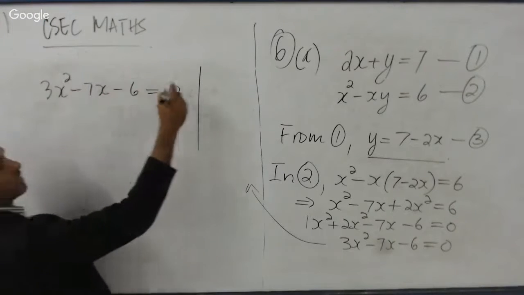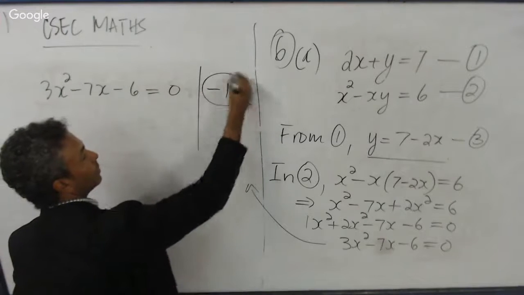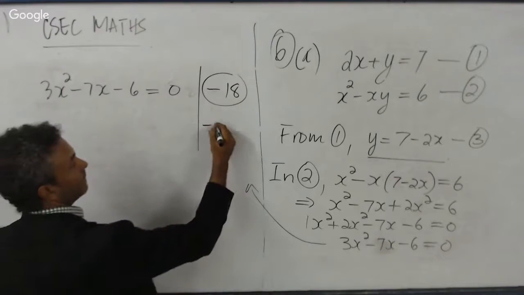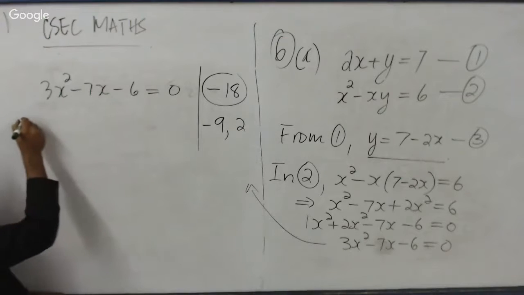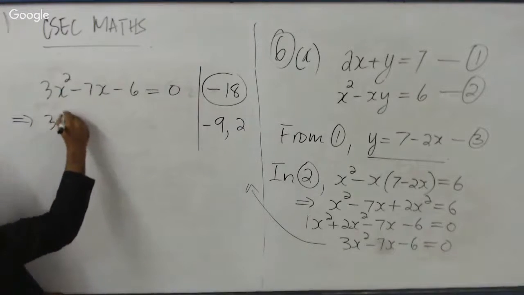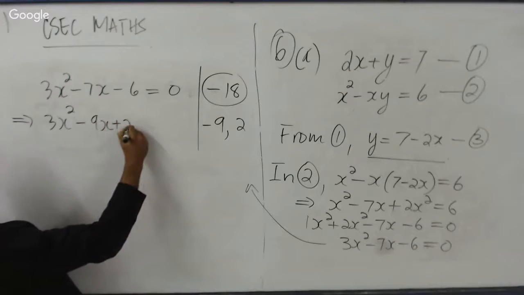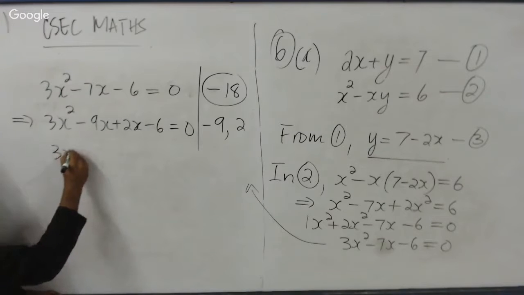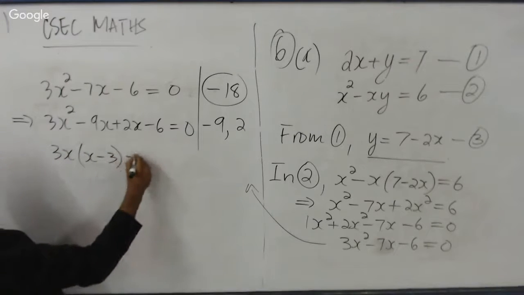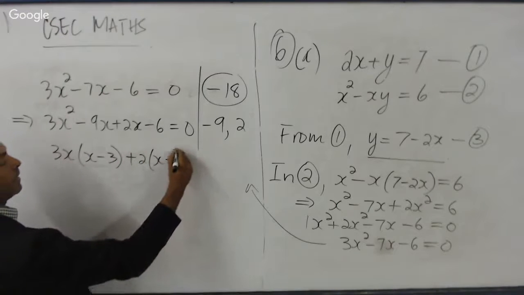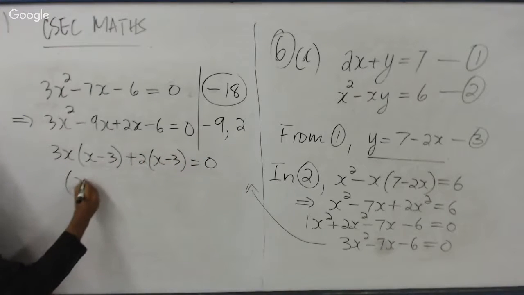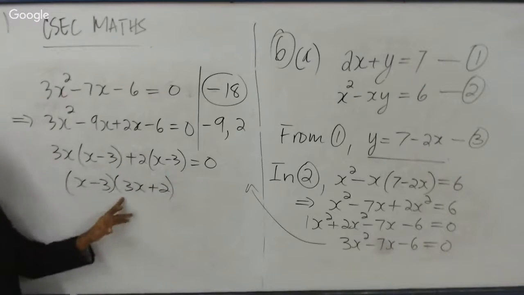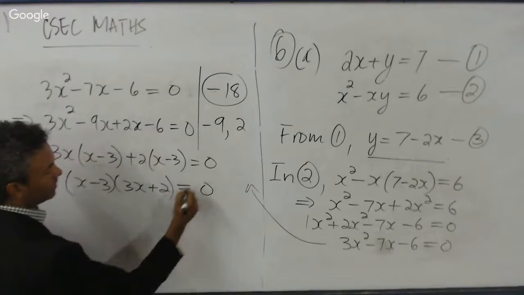3 times negative 6 is negative 18. Factors of negative 18 that add up to negative 7 are negative 9 and positive 2. So we get 3x squared minus 9x plus 2x minus 6 equals 0. Factorize: 3x(x minus 3) plus 2(x minus 3) equals 0. So (3x plus 2)(x minus 3) equals 0.